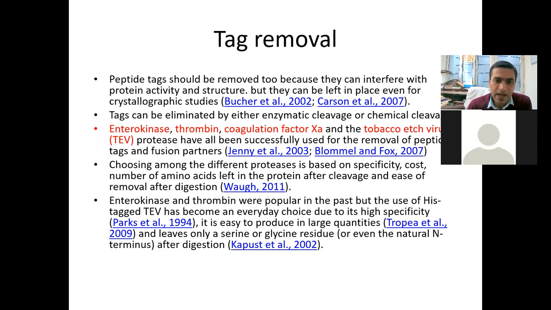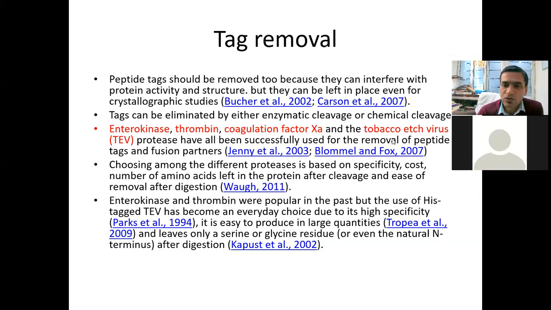Tags can be eliminated by either enzymatic cleavage or chemical cleavage. We have both options. We can use chemicals as well as enzymes. Among the enzymes, the examples are enterokinase, thrombin, coagulation factor Xa, and the tobacco etch virus proteases, which have all been successfully used for the removal of peptide tags and fusion partners from proteins.